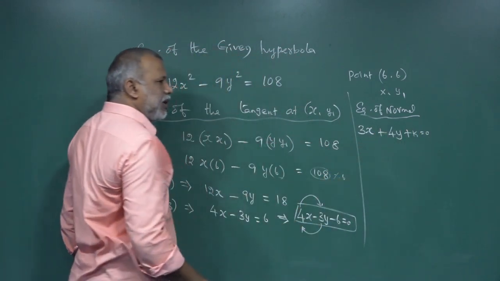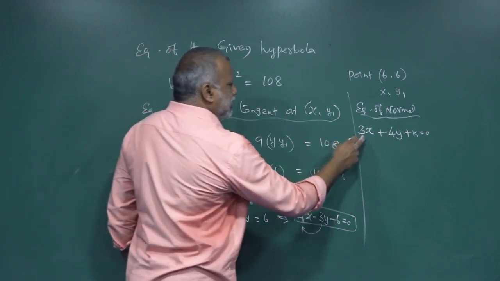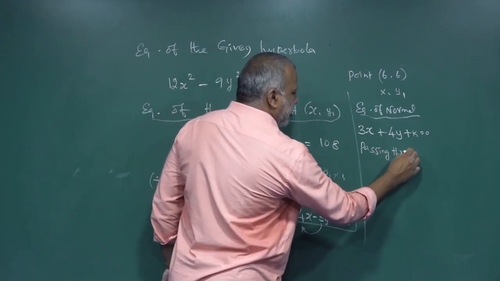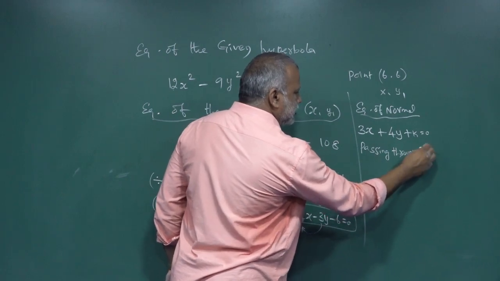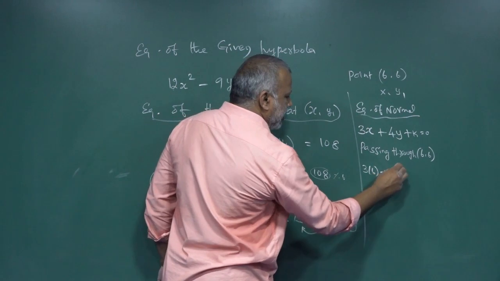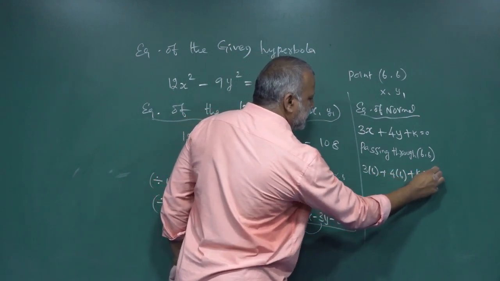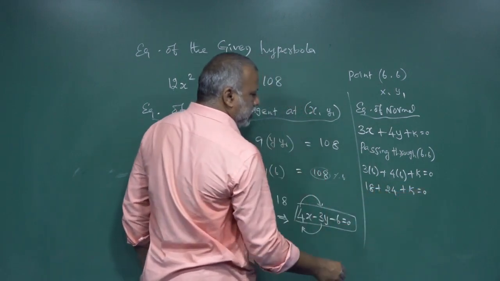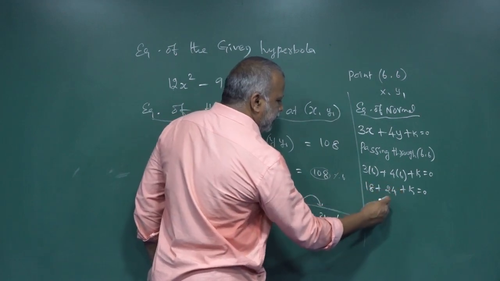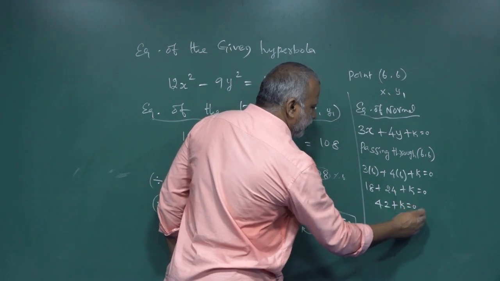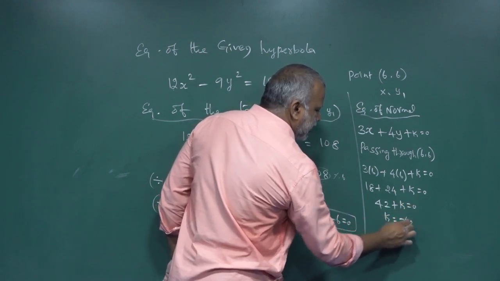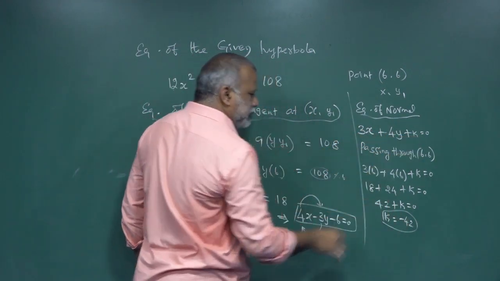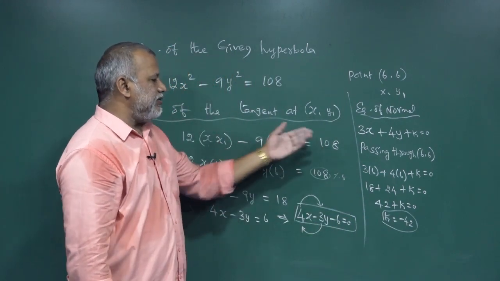Now we need to find the value of k. Then substitute the data. This equation is passing through the point 6, 6. Just replace 3 times 6, again 4 times 6 plus k equal to 0, 18 plus 24 plus k equal to 0. Then adding these two, 42. 42 plus k equal to 0. Therefore k equal to minus 42. Therefore the equation of the normal must be 3x plus 4y, instead of k substitute minus 42 equal to 0. That is the equation of the normal.